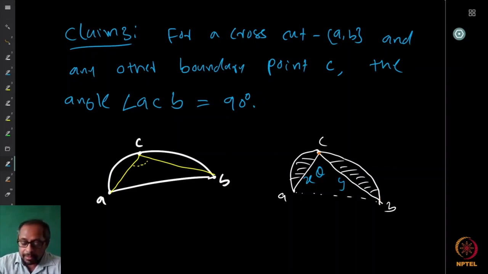So the angle must be equal to 90 for that area to be maximized. Now this tells us that if it is not 90, you can still increase the entire area of the part that we are looking at. So using that, one can complete this claim: for cross cut AB and any other boundary point C, the angle ACB must be 90 for every point on the boundary. So this is claim 3.